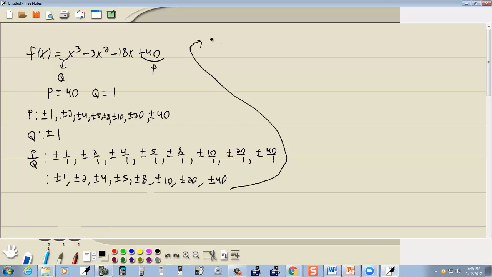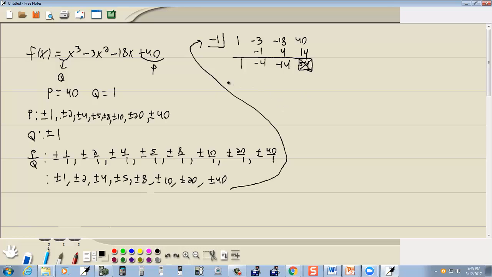So I'm going to start with negative 1. And we plug them into synthetic division. So we're going to go through each one of these, plug them into synthetic division based upon our original polynomial. So I got 1, negative 3, negative 18, 40. Add, multiply, add, multiply, add, multiply, add. And what we're looking for is a 0 for the remainder.